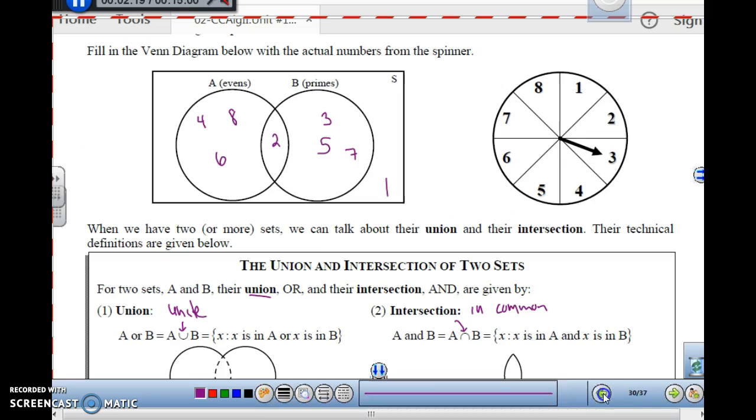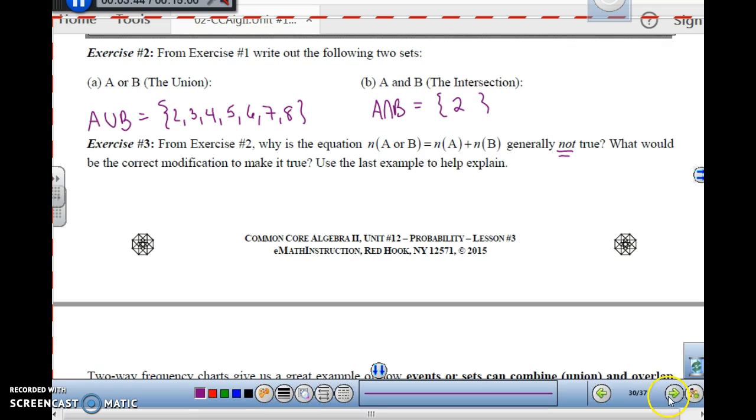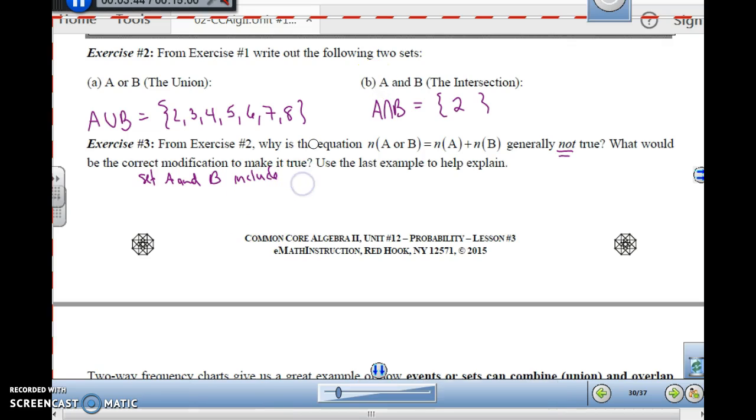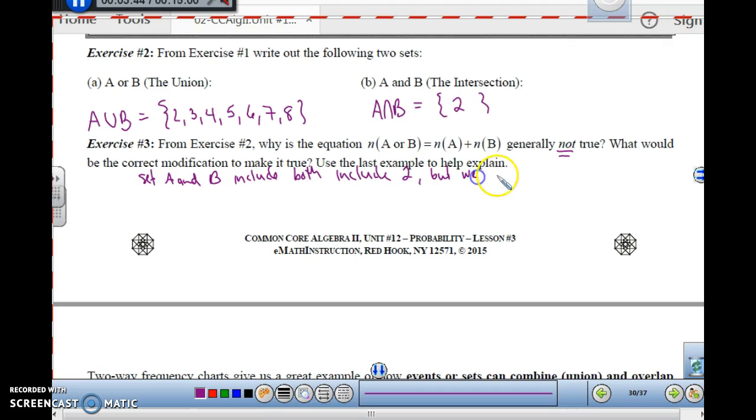But A had 1, 2, 3, 4 in it, and B has 4 in it, but what are we counting twice? We're counting the 2 twice. Set A and B both include 2, but we only count it once because they overlap.